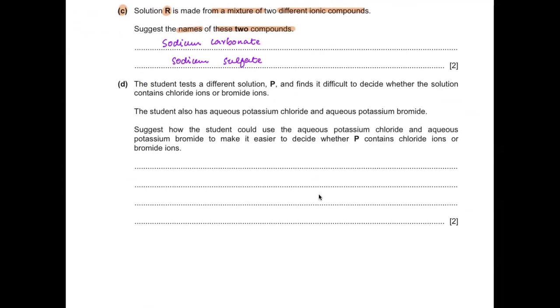Yes, sir. Okay. Now part D. The student tests a different solution P and finds it difficult to decide whether the solution contains chloride ions or bromide ions. The student also has aqueous potassium chloride and aqueous potassium bromide. Suggest how the student could use the aqueous potassium chloride and aqueous potassium bromide to make it easier to decide whether P contains chloride ions or bromide ions.